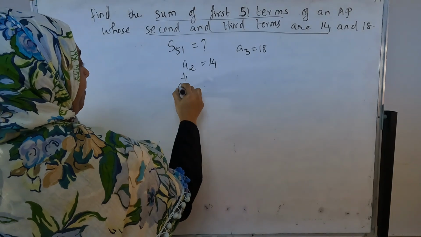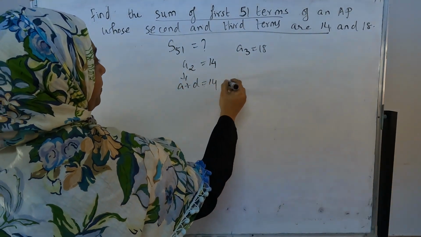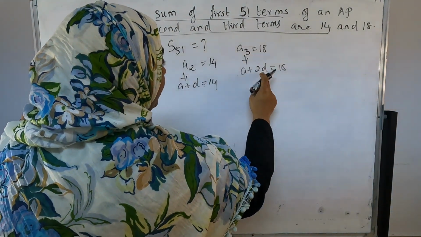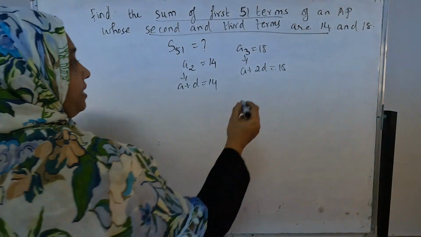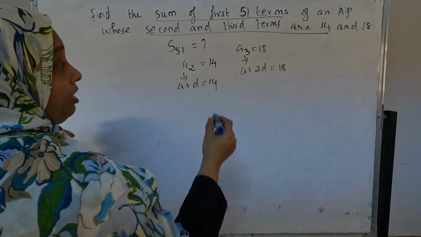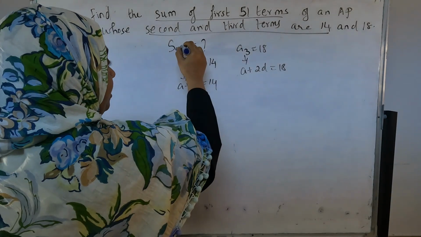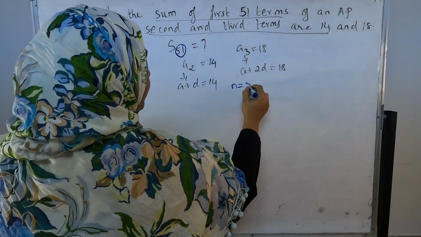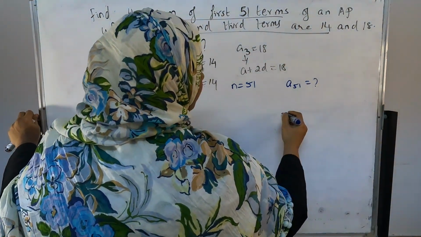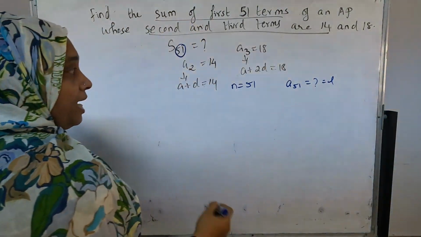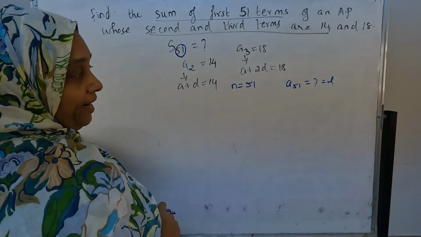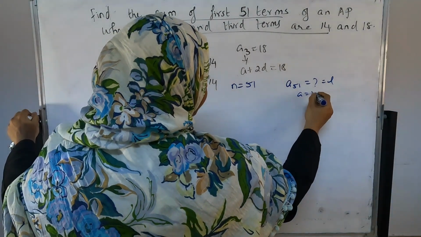A2 is a plus d, which is 14, and A3 is a plus 2d, which is equal to 18. Now what do you have to do? We have to find the sum. We don't have the last term. What is a? The number of terms n, 51, they gave to us. But A51 we don't know, that means the last term we don't know. If we had the last term, we could use the formula. And a also we can find from that. But a is also not with us.